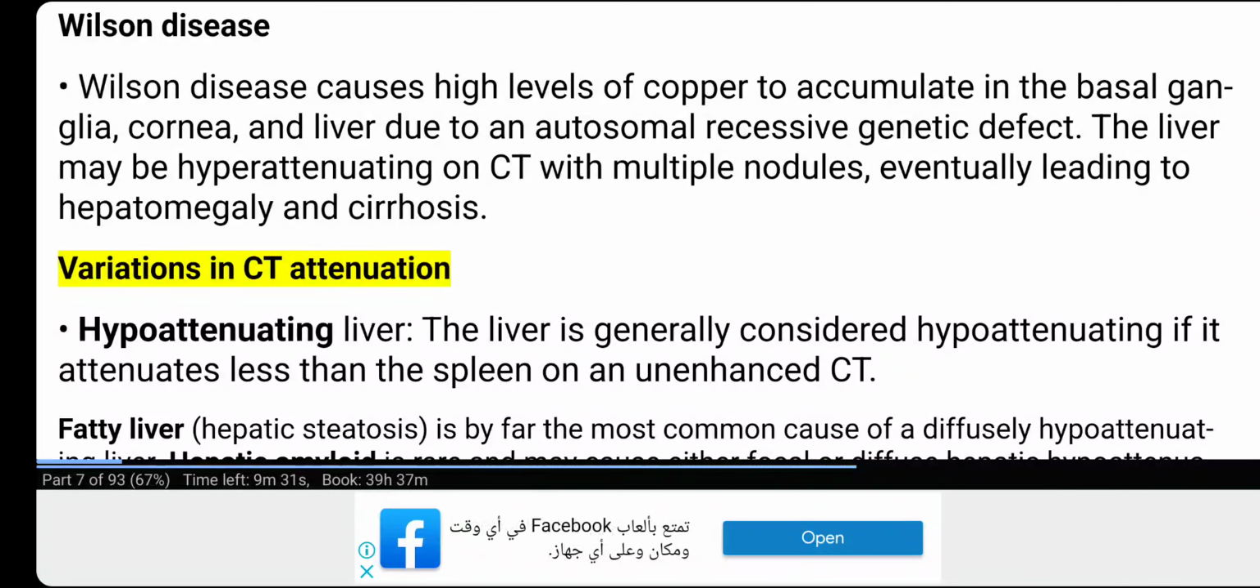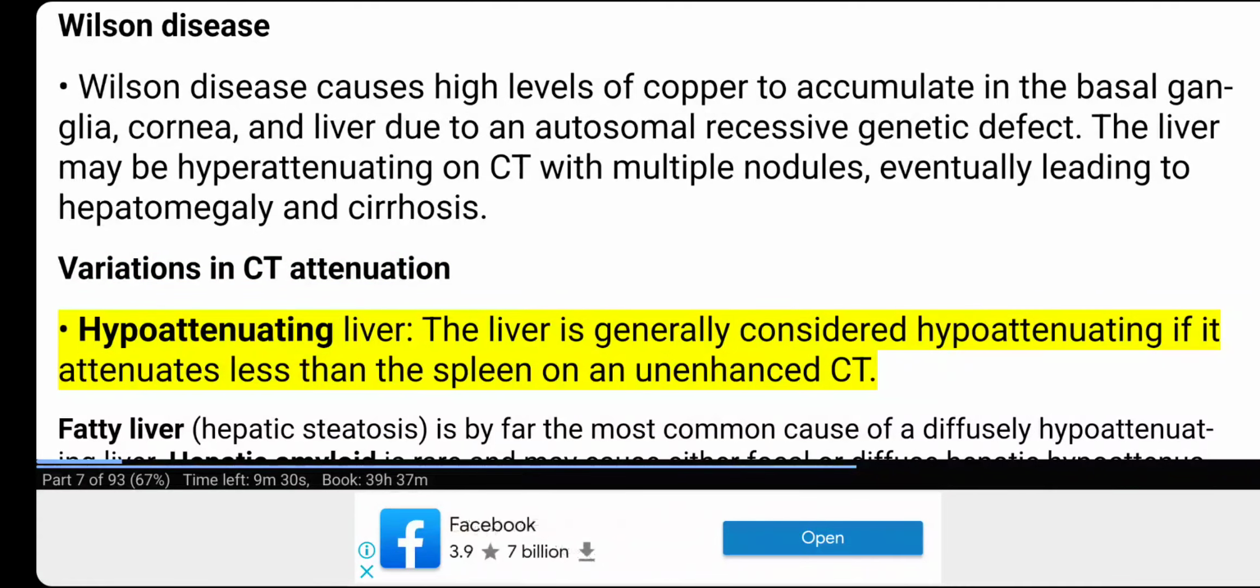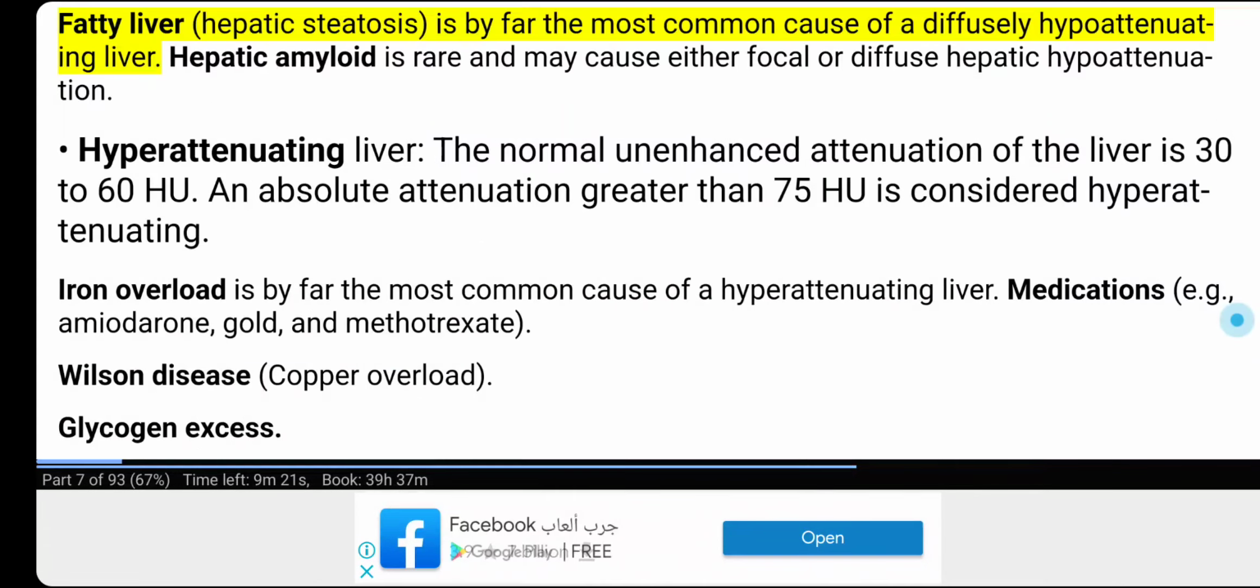Variations in CT attenuation. Hypoattenuating liver. The liver is generally considered hypoattenuating if it attenuates less than the spleen on an unenhanced CT. Fatty liver, hepatic steatosis, is by far the most common cause of a diffusely hypoattenuating liver. Hepatic amyloid is rare and may cause either focal or diffuse hepatic hypoattenuation.